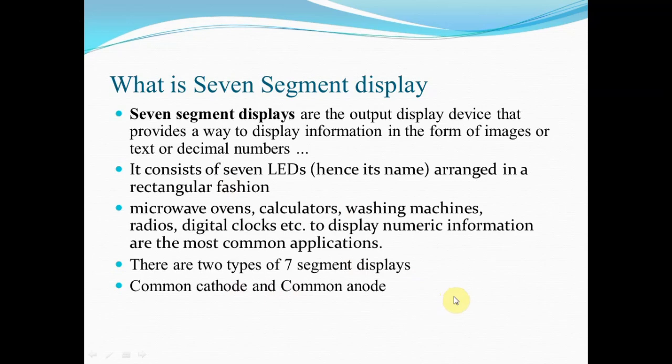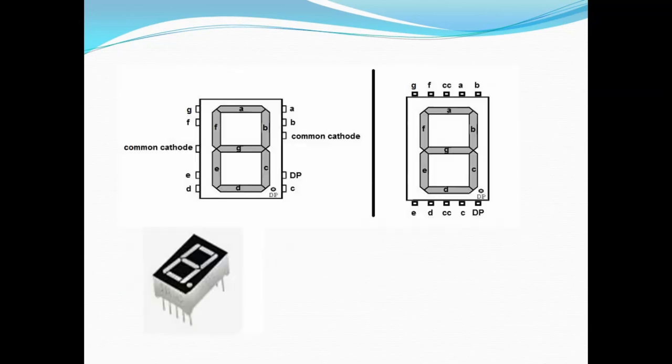Now basically there are two types of 7 segment displays available. One is called common cathode and the second is called common anode. Here is a picture of a common cathode display. This is a 7 segment display with A, B, C, D, E, F, G and a decimal point. So these are the 7 segments, and one is for the decimal point. Each segment, A is one single LED, B is one single LED, so likewise there are a total of 7 LEDs inside this module.